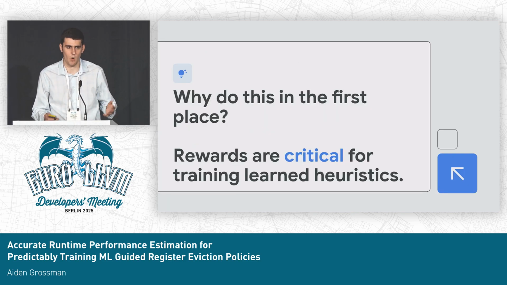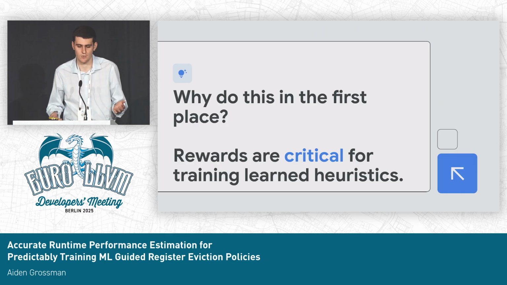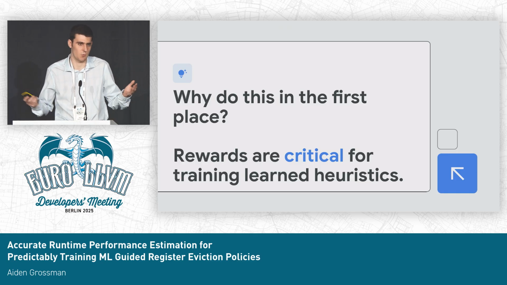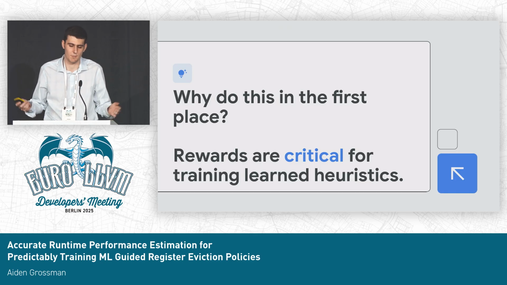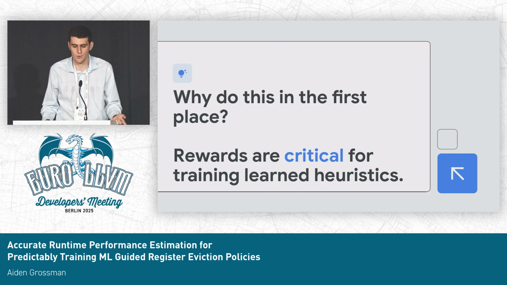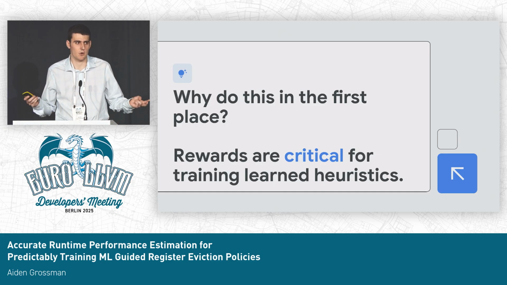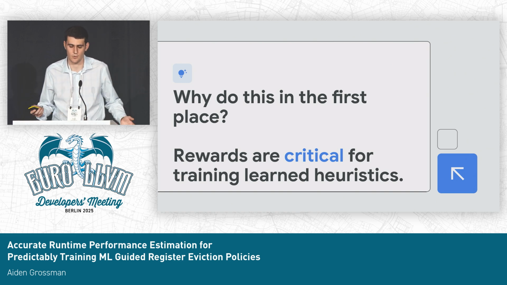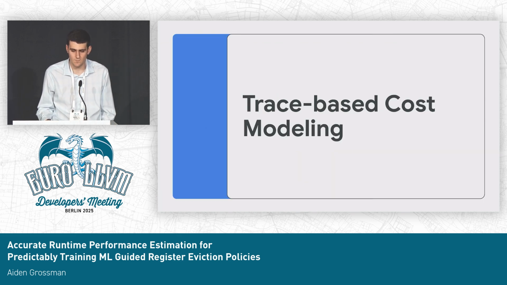So the big thing on why we want to do this cost modeling versus just running micro benchmarks or something like that. So first of all, the rewards are critical for training learned heuristics. If your reward's bad, the model that you're going to get out is going to be pretty bad. Micro benchmarks typically aren't representative, and then macro benchmarks that you actually care about are typically too large to do within a tight training loop. So cost models are typically the way to go.